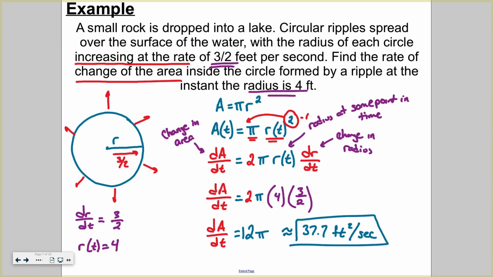You could also write the answer as 12 pi feet squared per second, because 12 pi is the actual exact value, whereas the 37.7 feet squared is the approximate value. Alright folks, and that is our first related rate. Not too difficult, so let's move on. Let's take a look at another one.